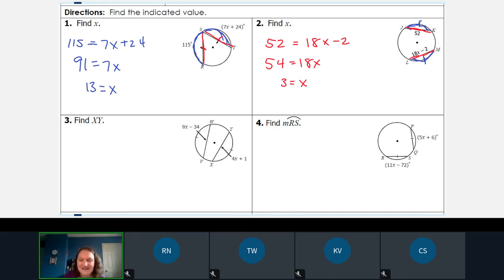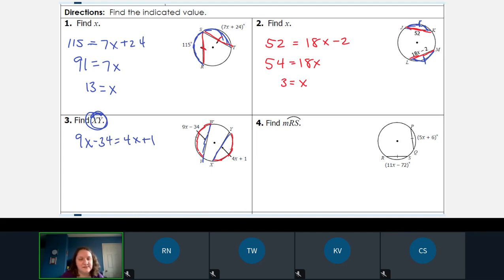All right, let's look at number 3. Number 3 is tricky in the sense that it's not asking us for x, it's asking us for xy. So what we're going to do is we're going to solve for x, but then we got to make sure we answer the question. And we're going to take that x and plug it back in and find the length of our chord. All right, so I've got 2 chords, and the arcs that make them are labeled as congruent. So my red arcs are congruent, which means my blue chords are congruent. So I can say 9x minus 34 equals 4x plus 1.